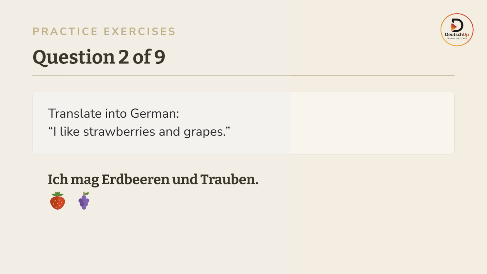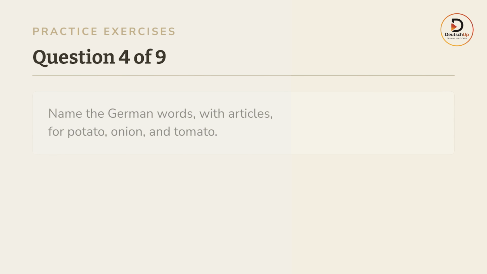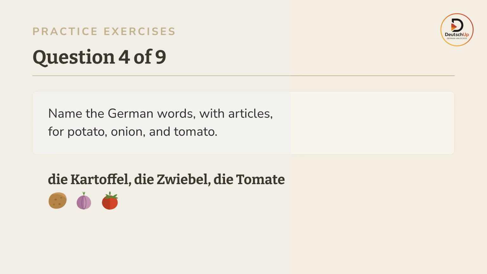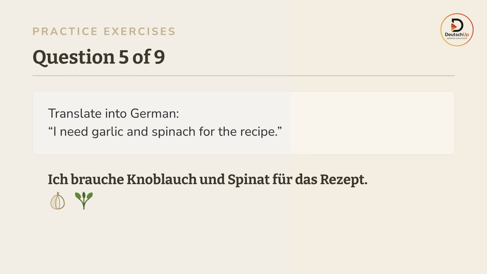Next we have with us, translate into English. Die Wassermelone ist süß und saftig. The watermelon is sweet and juicy. Next, name the German words with articles for potato, onion and tomato. So we have die Kartoffel, die Zwiebel, die Tomate. Next question says, translate the sentence into German. I need garlic and spinach for the recipe. So the need verb is brauchen in German. Ich brauche Knoblauch und Spinat für das Rezept.